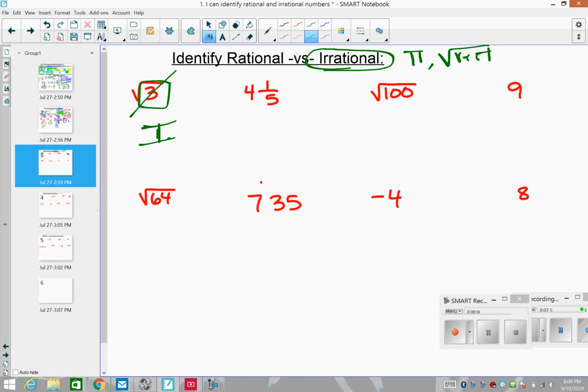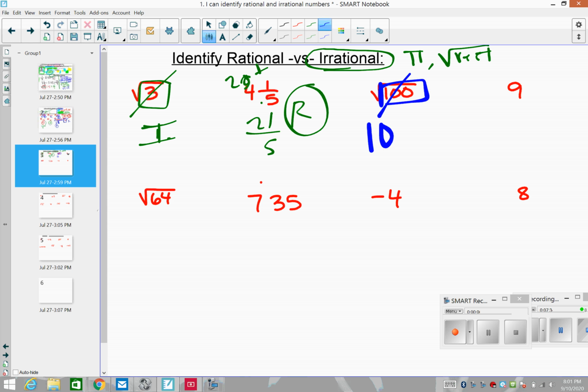Next one, 4 1/5 really turns into 21/5 because we multiply here, 20, and add the top. You learned that in elementary school. So 21/5. That is a fraction by definition, rational. The next one, the square root of 100 makes a nice beautiful square of 10. And that becomes 10 over 1. So we would say rational.